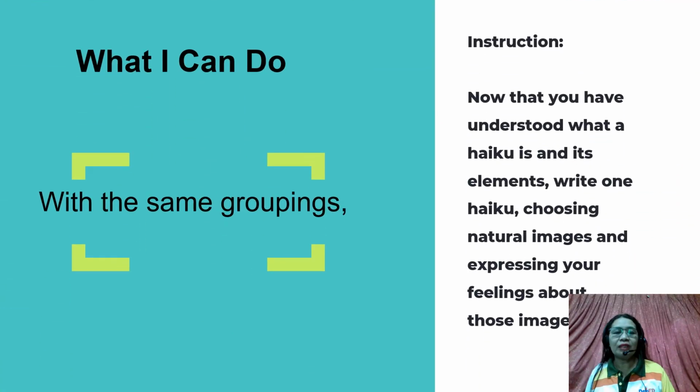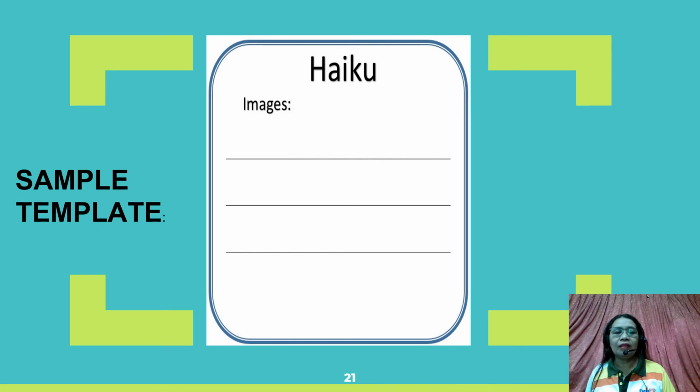So for our first activity, what can I do? With the same groupings, you have already understood what a haiku is and its elements. So what you're going to do is write one haiku, choosing natural images and expressing your feelings about those images. This is a sample template of your haiku. First, you are going to draw or paste the images of your haiku here, and then below this you're going to write your haiku in 575 metrical lines with 17 syllables.